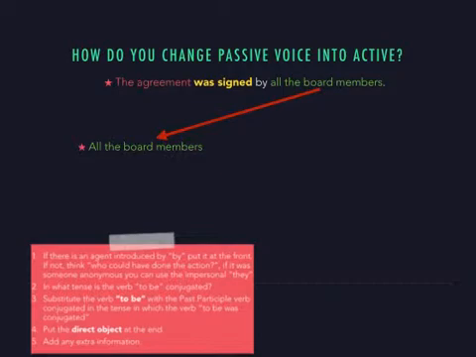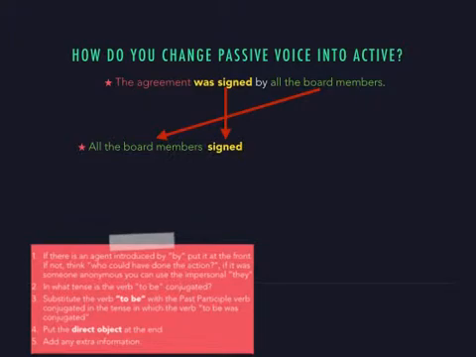So let's go to the next point. Substitute the verb to be with the past participle verb conjugated in the tense which the verb to be was conjugated. Okay, so we know it's simple past. We have the past participle signed. It's the past participle of a regular verb to sign. So we're going to conjugate to sign in the simple past, which is signed. In this case, it's the same one. But if it was a different one, let's say it was chosen, the past tense of to choose would be chose. Okay, so let's write that one.